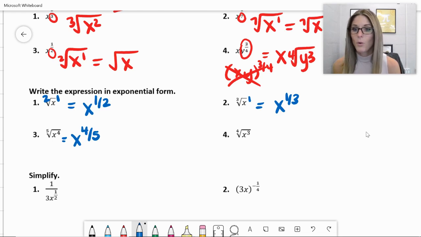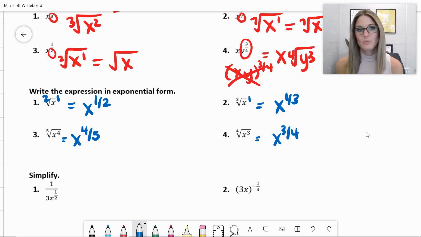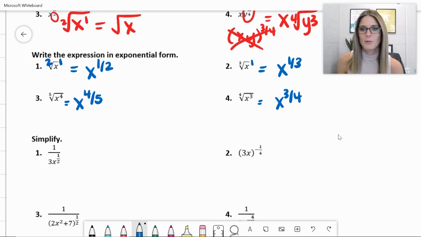Number 4, a fourth root of x cubed. The 4 is my index, so it's my denominator, x to the 3/4. Just working back and forth, back and forth. And so I think these are mixed on Delta Math, so keep your eyes peeled. You're just moving from radical to exponent or backwards.